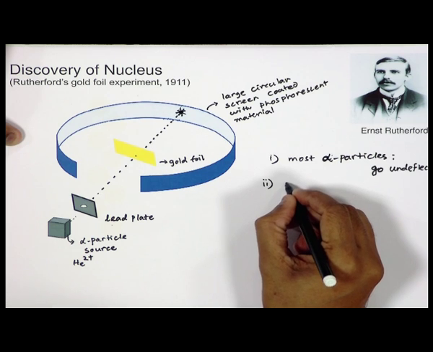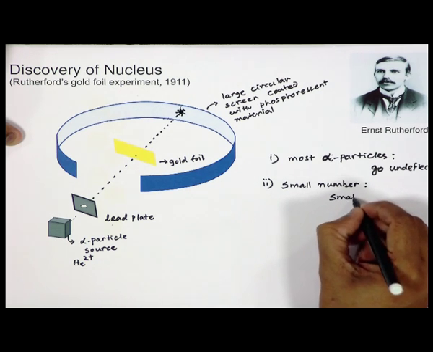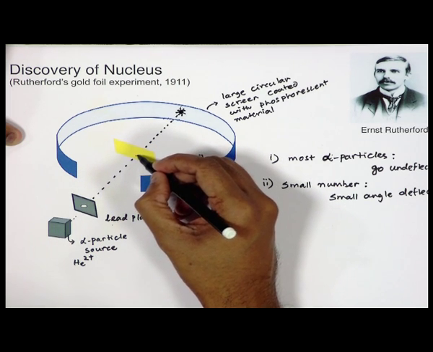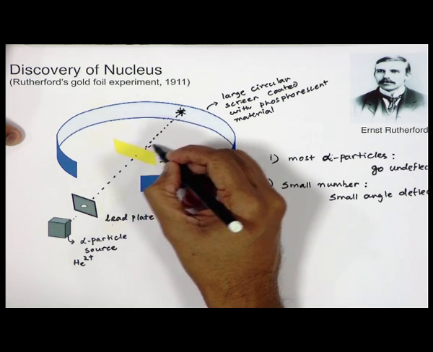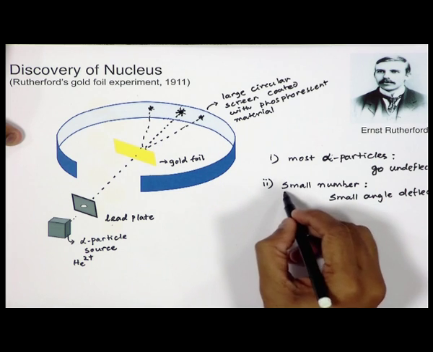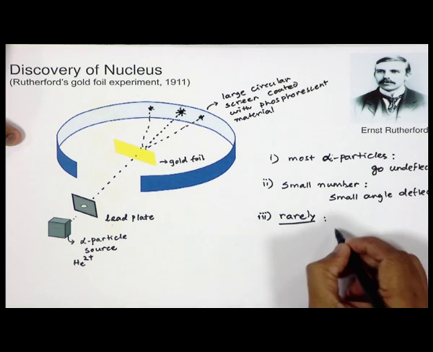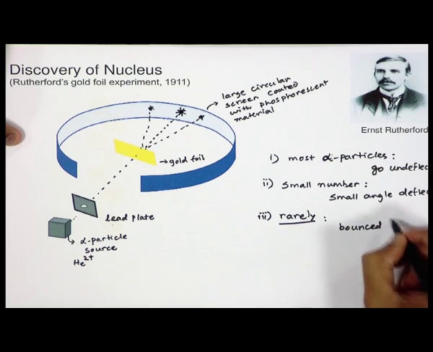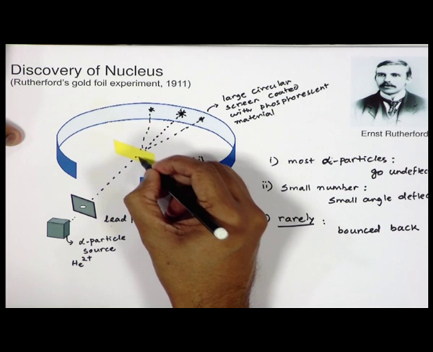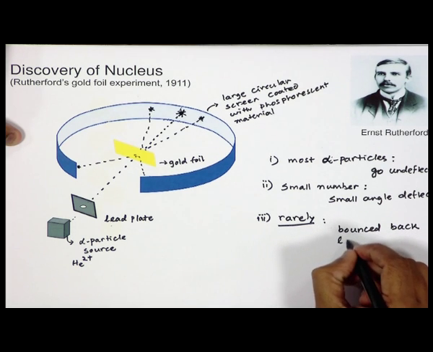But he also saw a small number of alpha particles that undergo small angle deflection. What is that? When these alpha particles come and hit the gold foil, instead of going straight, they go like this, and they hit the screen at a different point. But this happens only in some small number of cases. Very rarely, but it is a significant observation, there is a phenomenon of bouncing back. The alpha particle simply bounces back. That means it goes and hits this gold foil and comes back, or it undergoes a large angle deflection, and it hits the screen somewhere in this region. It either bounces back or deflects at a very large angle.